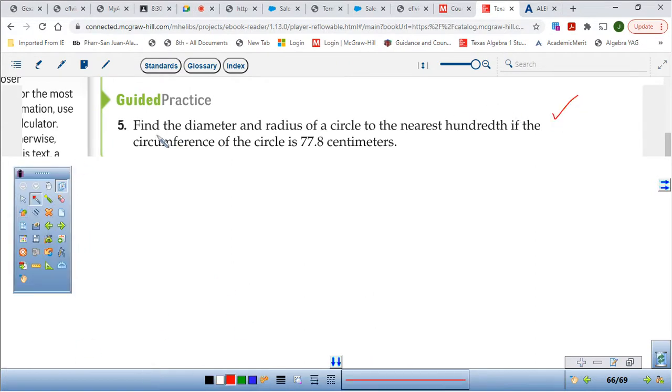Here we go. Let's try this one, guys. Find the diameter and the radius. We want to find the diameter. We want to find the radius of a circle to the nearest hundredth if the circumference of the circle is 77.8. So copy this one down, please.